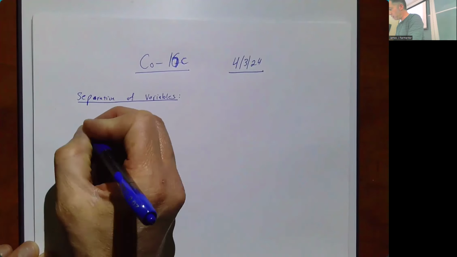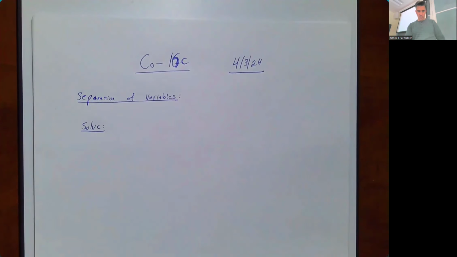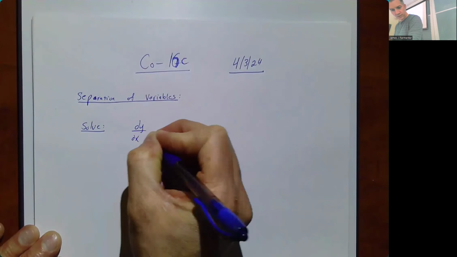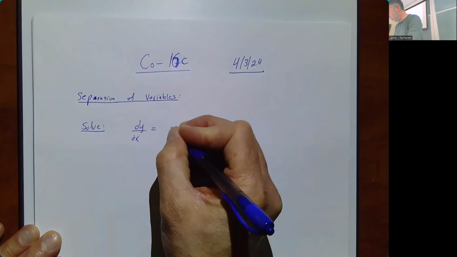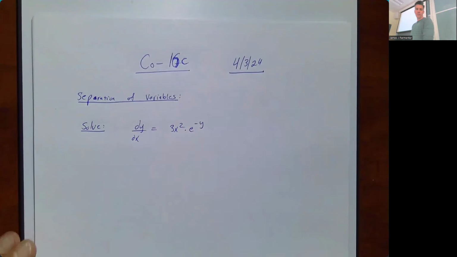So we want to solve. Let's not start off with this somewhat challenging one I have over here. Let's start off with a nicer one. Let's say we want to solve something like this: dy dx equal to 3x squared times e to the negative y.